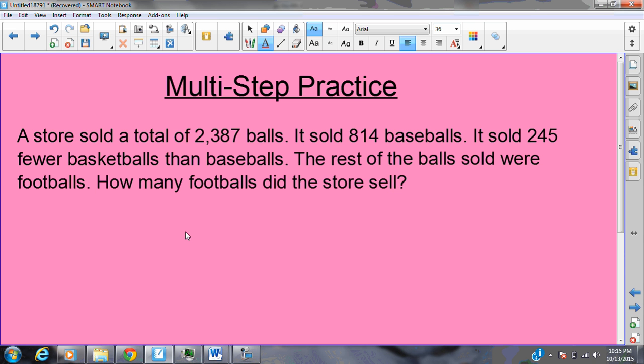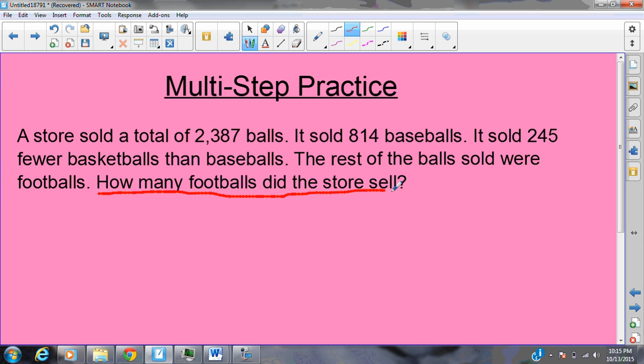So we're just going to follow the problem solving strategies that we have. Okay, what are we being asked to do? We are being asked to tell how many footballs the store sold. It's right here in the question. What are three things I know? Well, I know that a total of 2,387 balls were sold altogether. I know that 814 of them were baseballs, and I know that there were 245 fewer basketballs than baseballs.